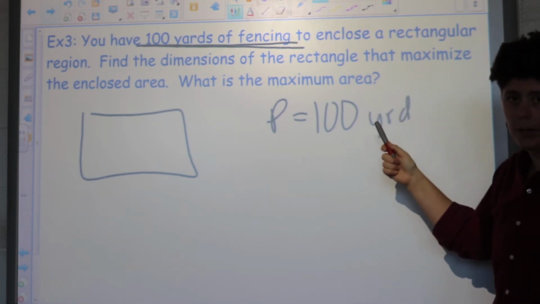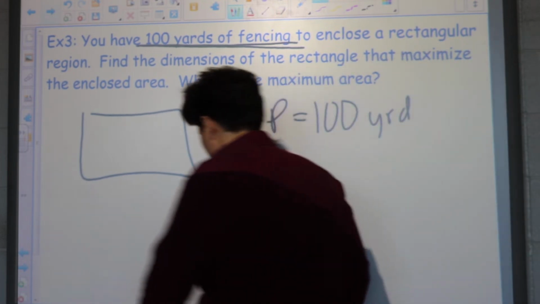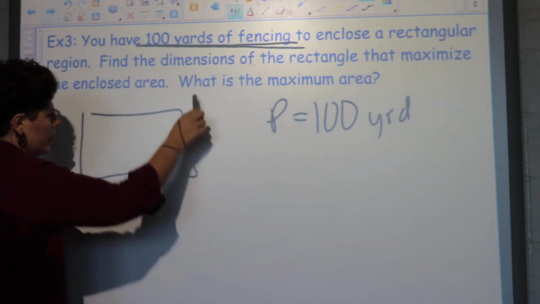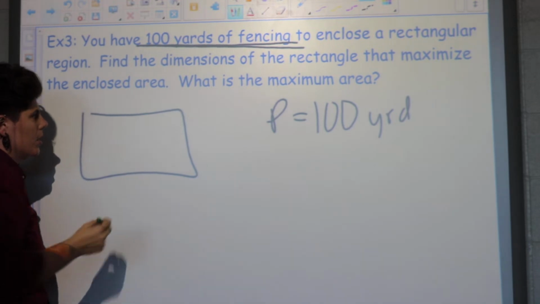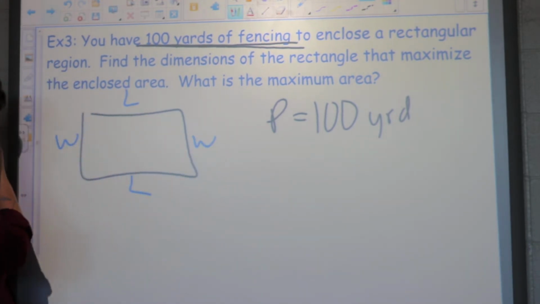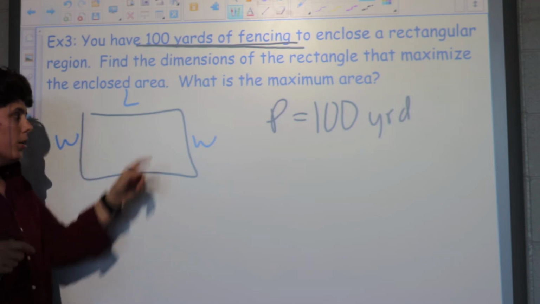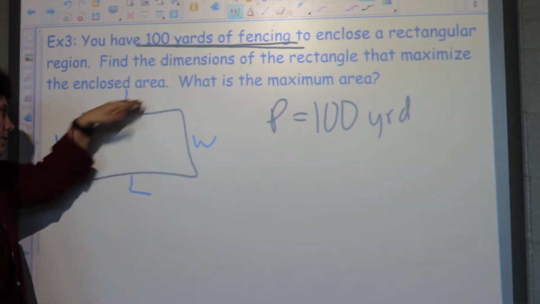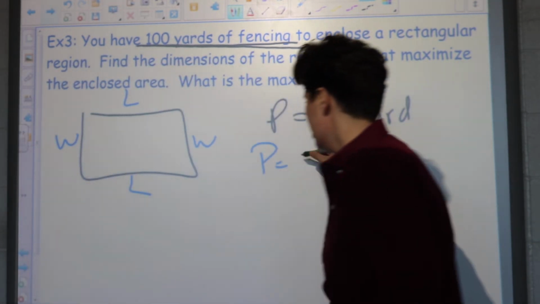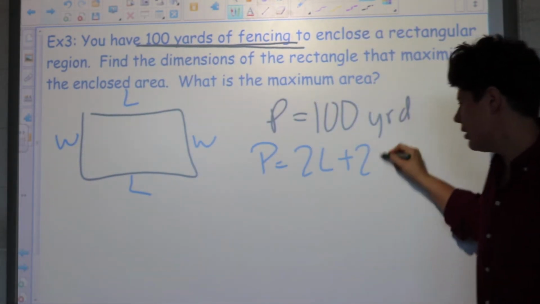So we have a two-parter here. Now let's think about what we have. We need to go all the way around this shape, so we need to come up with some labels. How about length, length, width, width. If you don't remember your perimeter formula, you just add up the sides. So W plus L plus W plus L, or the perimeter is going to equal 2L plus 2W.